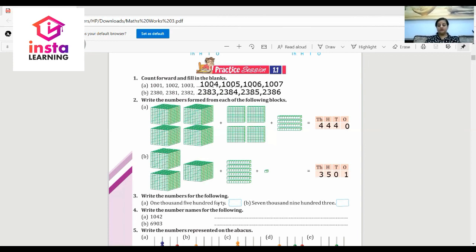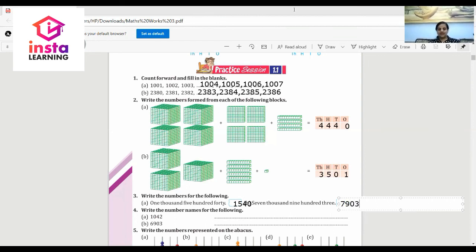Write the numbers for the following. We have to write the numbers. We should know the spelling of 1000. That is 1540. So we will write here 1540. This is the answer. Next is 7903. 7000. So we will write here 7903. So it means there is no number in the place of tens.